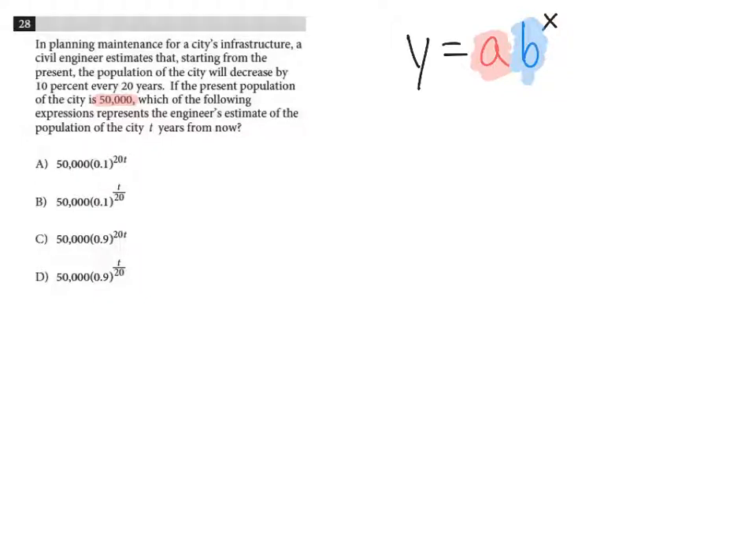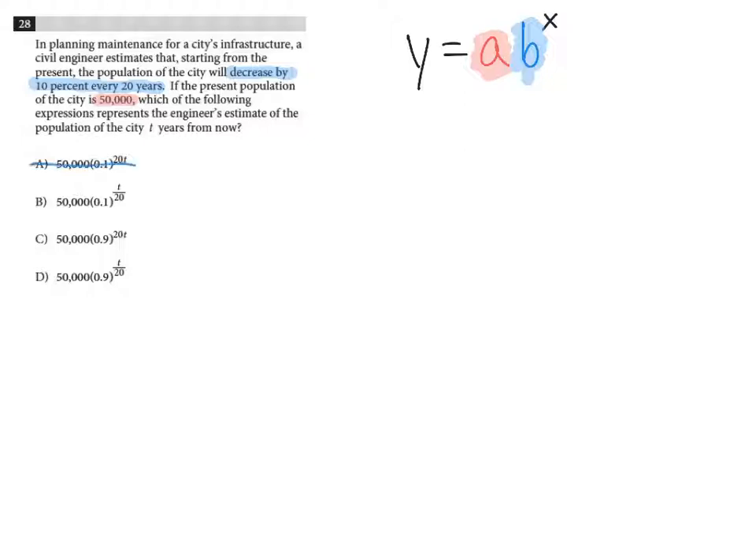Now, what are we multiplying by every 20 years? Well, we're decreasing by 10% every 20 years. That means that after 20 years, we're going to have 90% of what we had before. Okay, well, that means that we can, I don't want to do that.